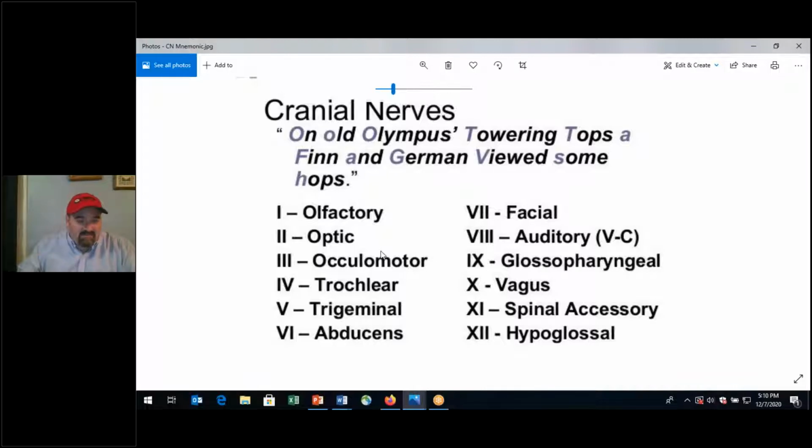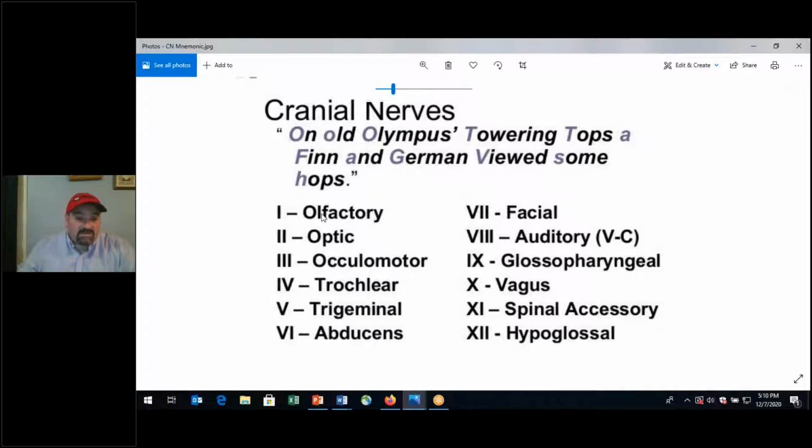And I believe that if I didn't post it, I will post this. I don't think I posted this. So it says, Arnold Olympus, towering tops, a Finn in German viewed some hops. Kind of weird. Mnemonics are always kind of weird, but they're quirky, so you remember them. I've known this for all these years since I was in gross dissection.